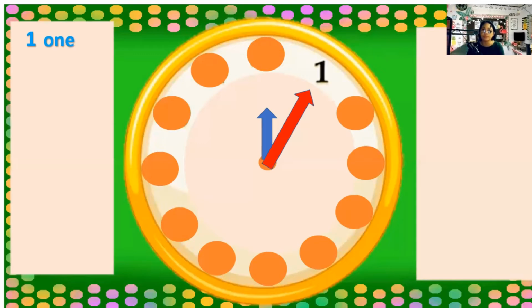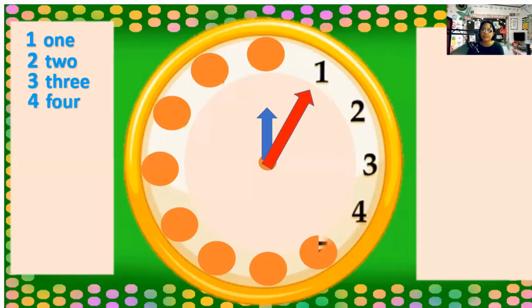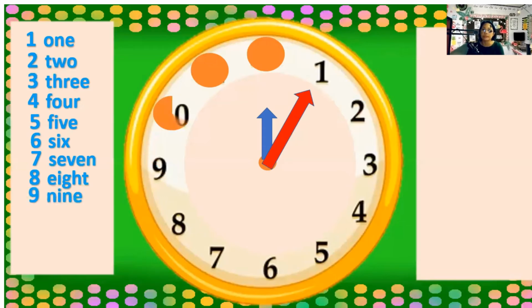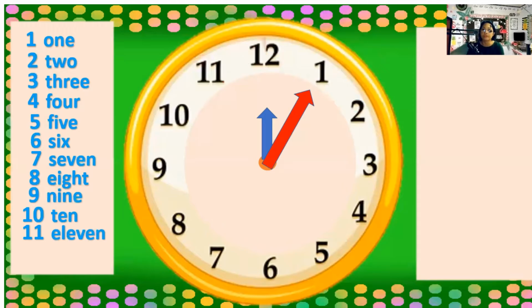On your left, you'll see the blue, which is the font I used. The blue font represents the hours. So this is 1, 2, 3, 4, 5, 6, 7, 8, 9, 10, 11, 12. Okay, so we have 12 hours.